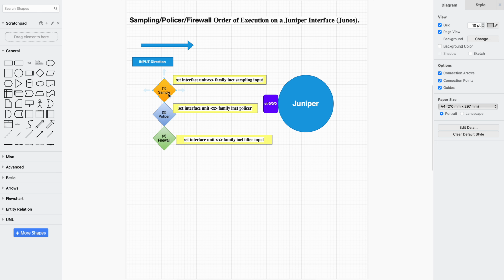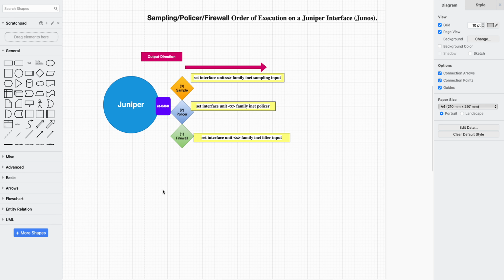The sampling is first and then the filter, because of the way in which the lookup happens on the line card; filtering will remain third on the input direction. But on the output direction, it is in the reverse order. Firewall filter will be the first that is processed on the output direction, policer then, and eventually sampling. So I hope this is useful.